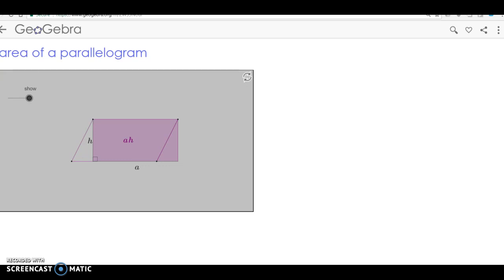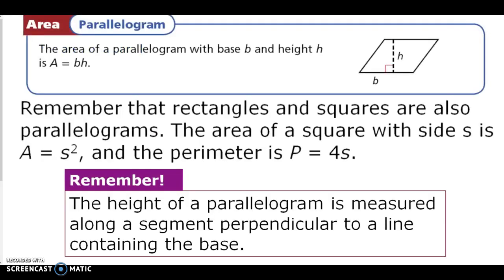So now, how would I find the area of a parallelogram? What's the area of a rectangle? Base times height. How would I find the area of a parallelogram? Base times height. Sometimes you'll see that h referred to as the altitude. The height is the altitude. They're perpendicular.